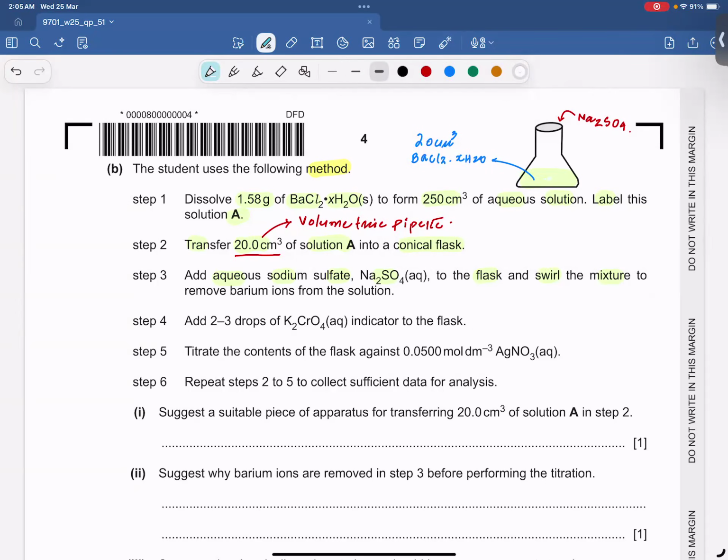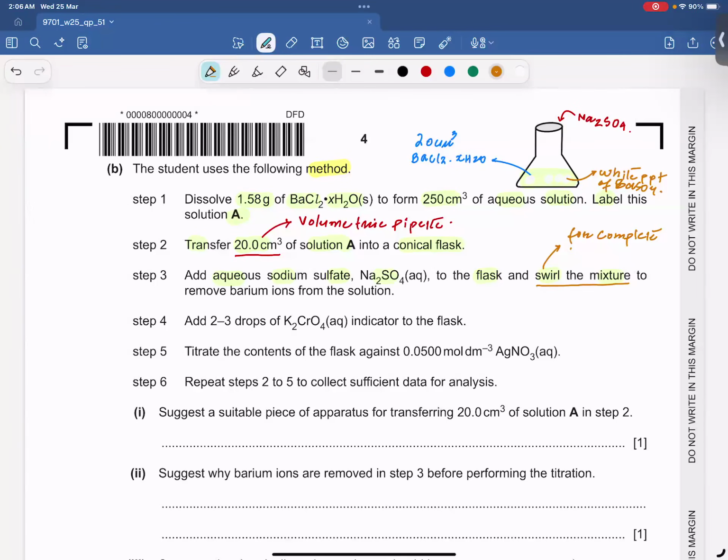Oh my goodness, I cannot see them. These are the white precipitates. Okay. My bad. These are the white precipitates of barium sulfate. Now the main thing is why we need to swirl the mixture: for complete reaction, or for complete precipitation, or for complete removal of barium ions.